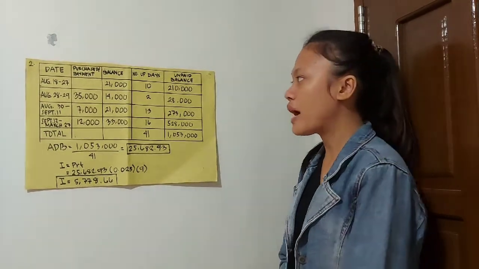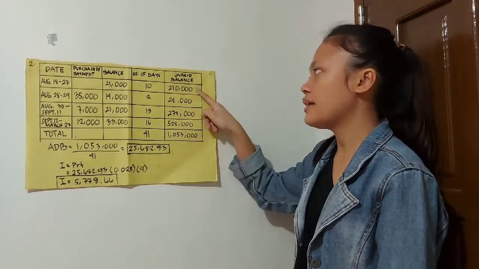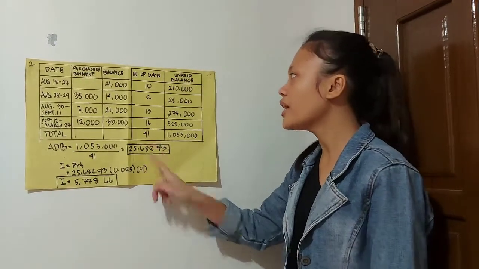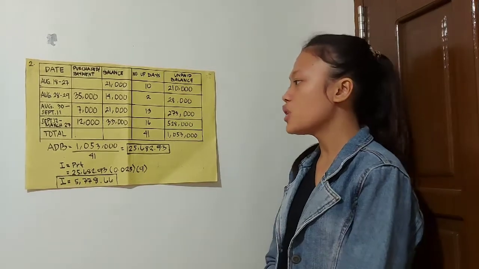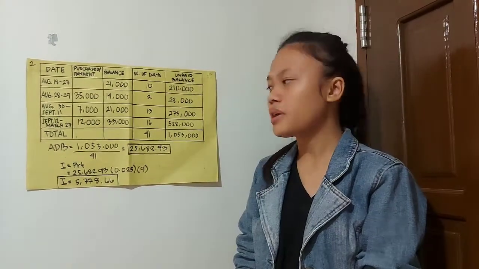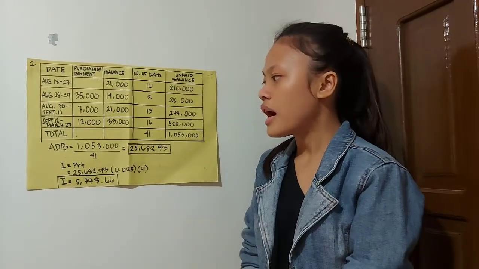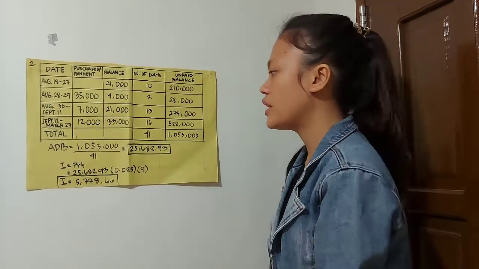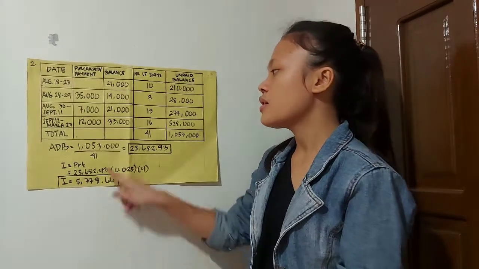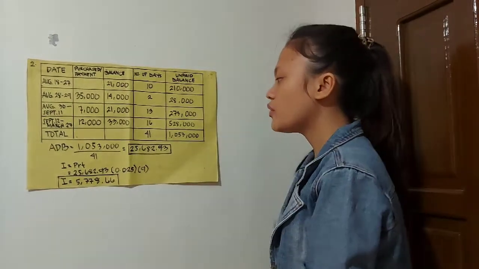We also have to total the number of days and the unpaid balance, wherein in the number of days we have a total of 41 and in the unpaid balance we have a total of 1,053,000. Right now we are going to calculate our average daily balance, wherein the total unpaid balance 1,053,000 over the total number of days, which is 41, is equal to 25,682.93.